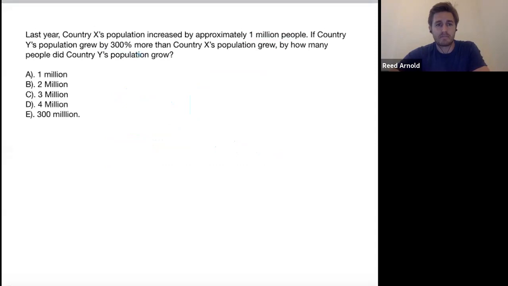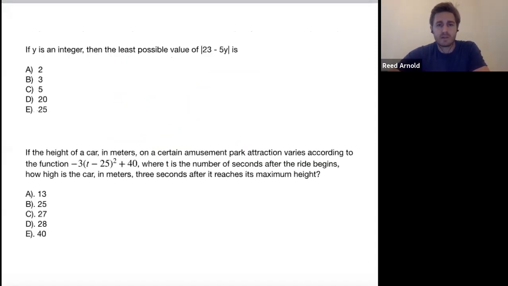Very common trap. Very good. We did well on that one. Oh, do I want to do both of these? That might be tough. Yeah, let's take 3 minutes. See what you can do.